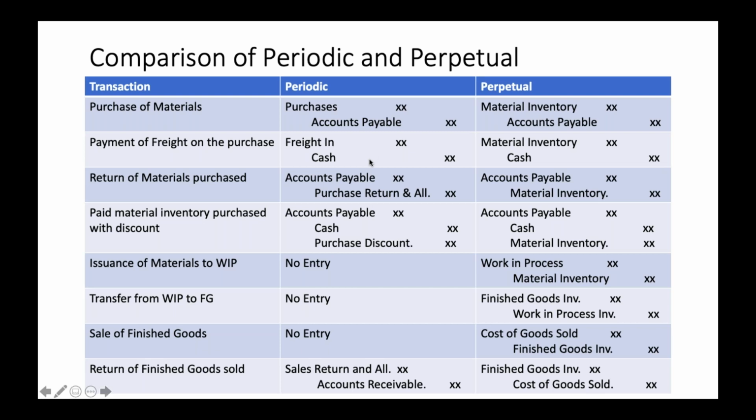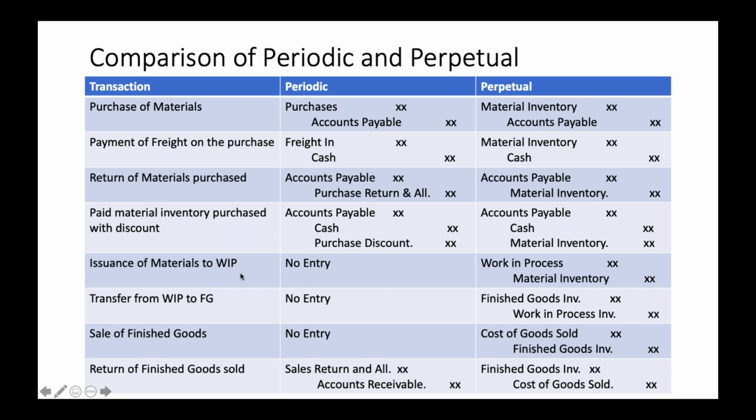For payment of freight under periodic, it uses freight in account, while sa perpetual directly to inventory. For return, periodic uses purchase, return, and allowances. For perpetual, it uses inventory directly. Okay, for paid materials inventory with discount, the discount is deducted to inventory under perpetual, while in periodic it uses purchase discount account.